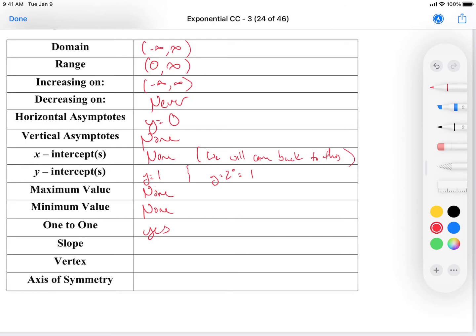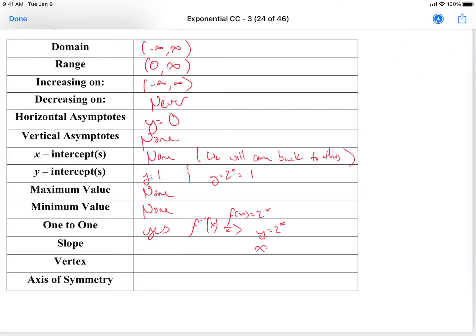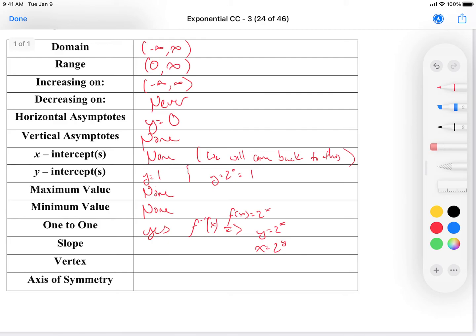If I have my function f of x is equal to 2 to the x, and I want to find f inverse of x, I make this y is equal to 2 to the x. Then I switch the x and y, and I get x is equal to 2 to the y. But how do I solve for y in order to find that inverse? Again, questions for later, and we will definitely come back to that.